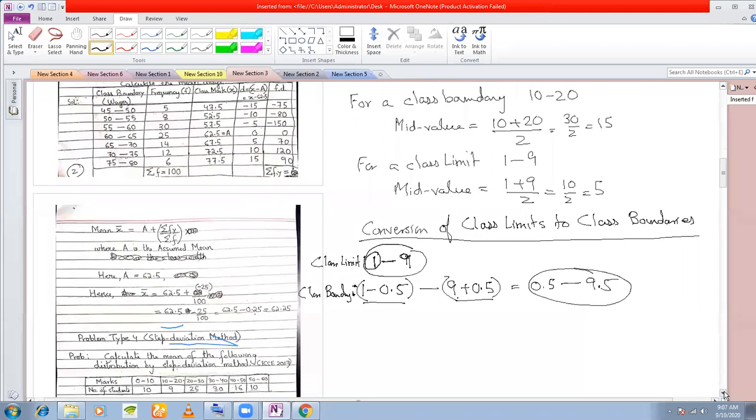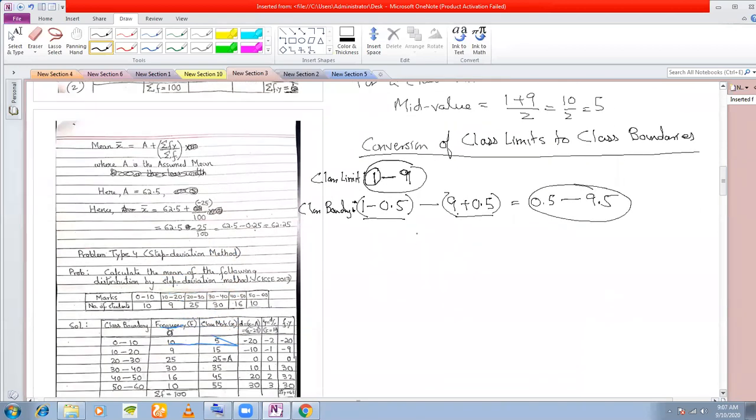And finally, class width. The last concept is class width. What do you mean by class width? The length of a class is called a class width. For example, for the class boundary 0 to 5, what is the class width here? Class width here is 5 minus 0, the upper limit 5 minus the lower limit 0, which is 5.